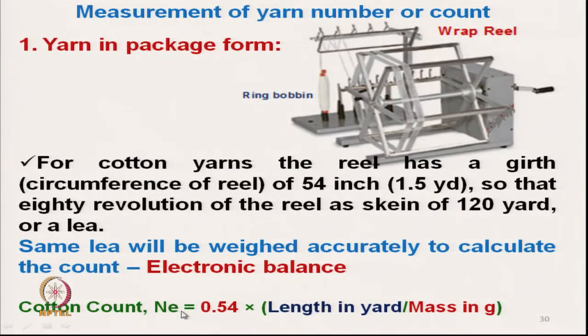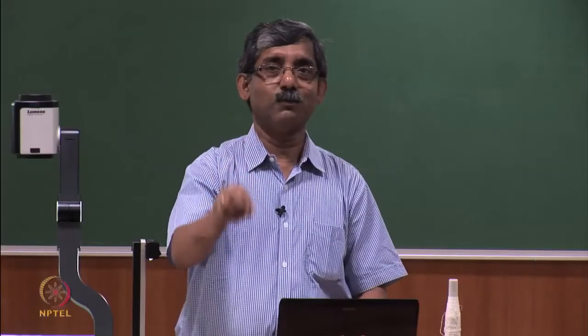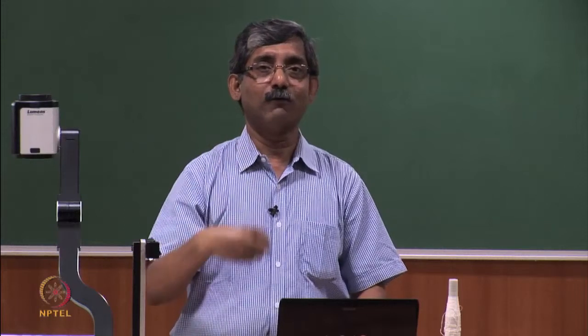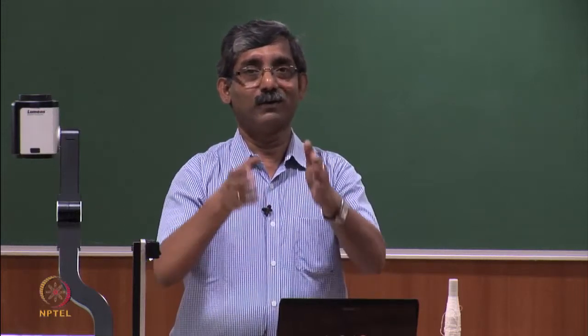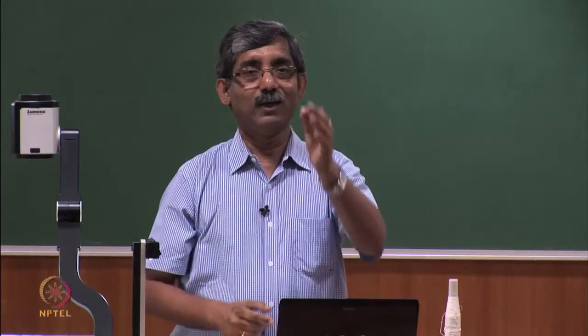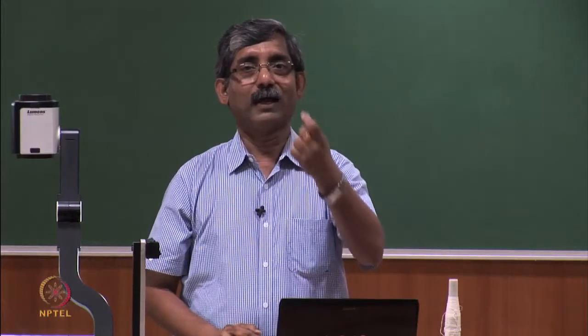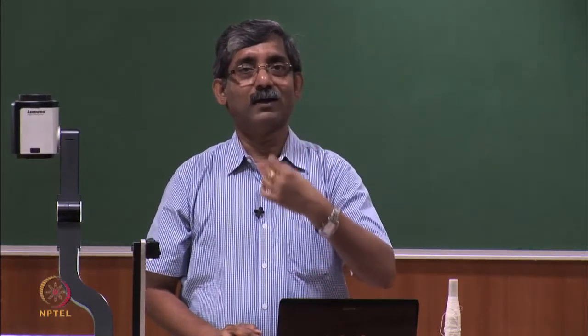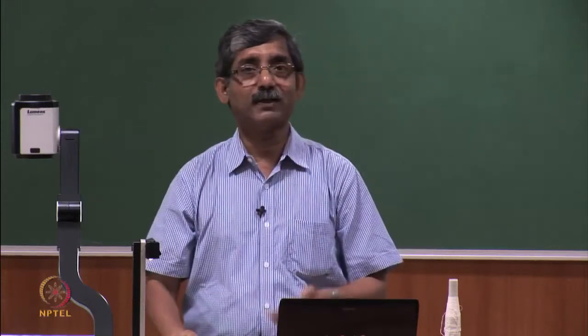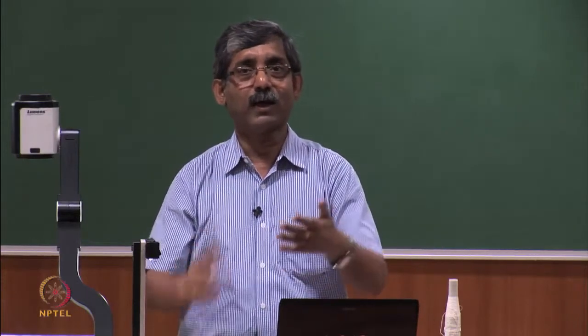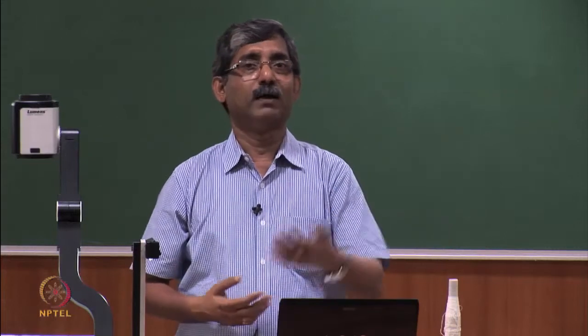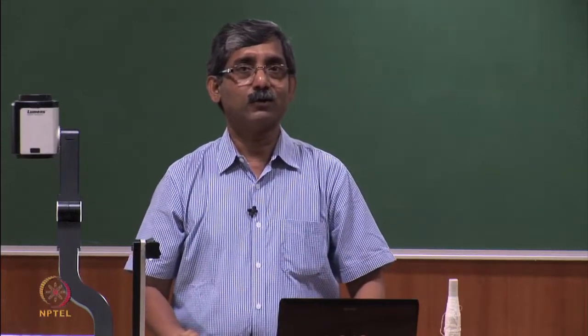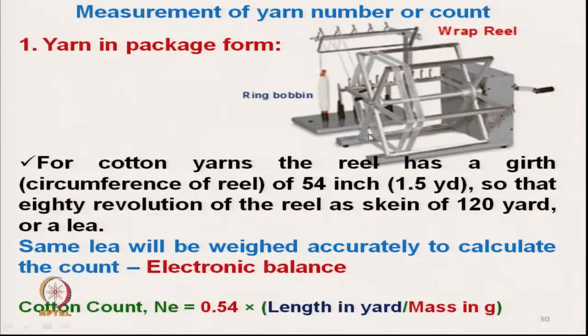You only have to prepare a lee and keep putting different lees. It will give the mean count and individual yarn counts, and it can calculate the standard deviation and the CV percent. It is linked to a computer, so we can simply take the reading and take the printout. This is not fully automatic; you have to take the lee and put it on the electronic balance.